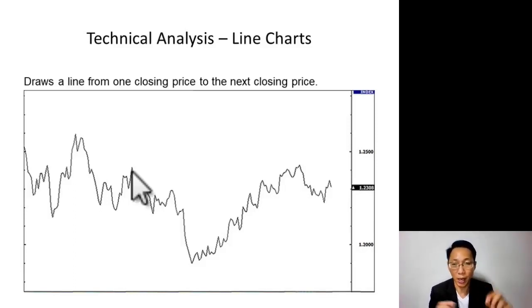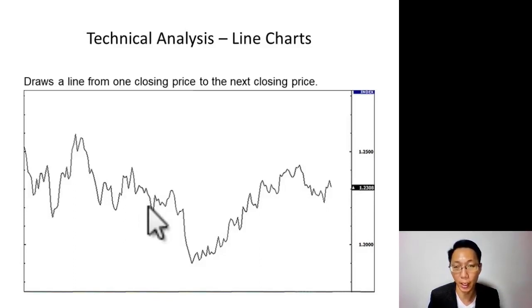So you get all these price points and then you draw a line to plot, right? So you plot from one closing price to another closing price, one closing price to another closing price. So that's how you get a line chart. These were the very, very first charts, I believe, right? Very basic types of charting.